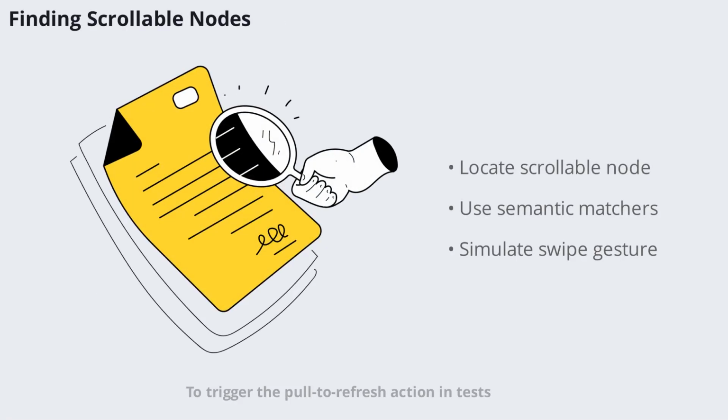To trigger the pull to refresh action in tests, you need to locate a scrollable node on the screen. This can be done using semantic matchers like hasScrollToIndex action. Once found, you can perform the swipe down action to simulate the user's gesture. This approach makes your tests robust and closely aligned with real user interactions.